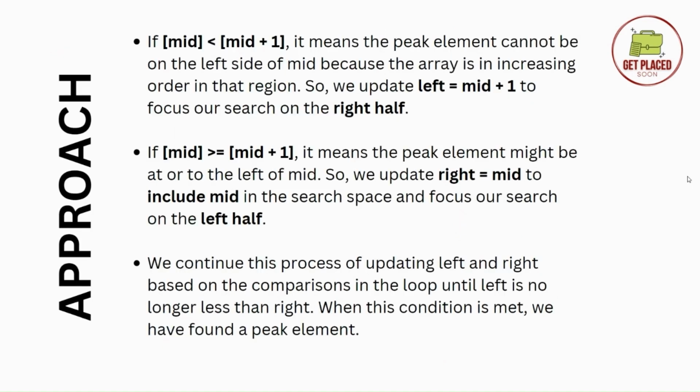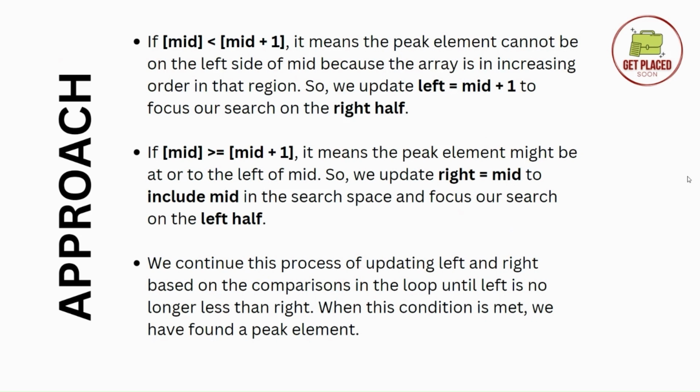As you already know, in binary search, we calculate the mid element. If the mid element is less than the mid plus 1 element, then the peak cannot be on the left side of mid because the array is in increasing order in that particular region. So, we update left to mid plus 1 to focus on the right half of the array.